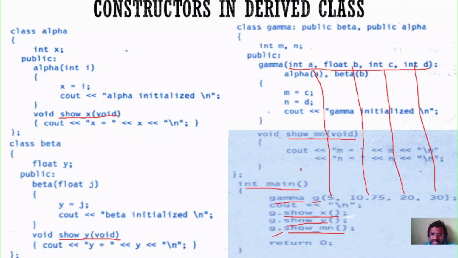So when these statements are executed, the value of A, which is 5, will be assigned to X. The value of B, 10.75, will be assigned to Y. And C, which is 20, in turn will be assigned to M. And the value of D, which is 30, in turn will be assigned to N.